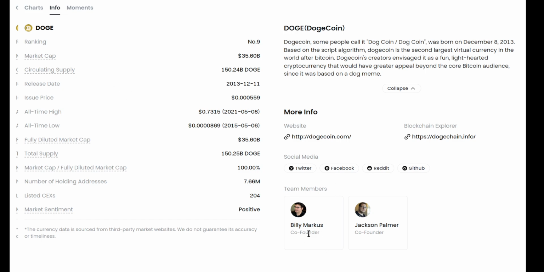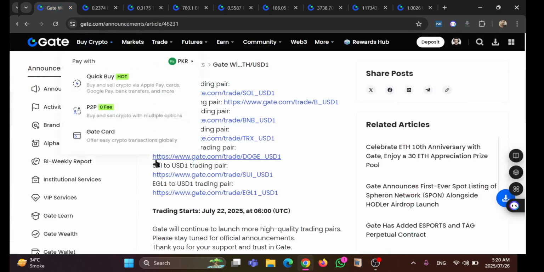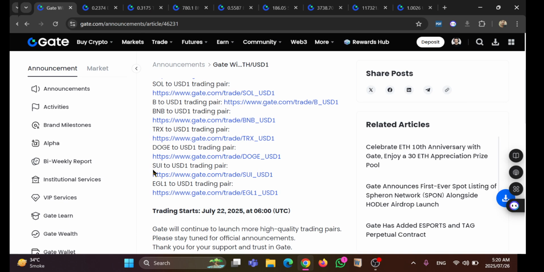Billy Marcus is the co-founder, and Jackson Palmer is the co-founder. It is ranking number 9, and its market cap is 35.6 billion USDT. Its circulating supply is 150.24 billion dog, and its release date was 11 December 2013. Now let's go to the next coin or next pair, and next is SUI to USD1 trading.